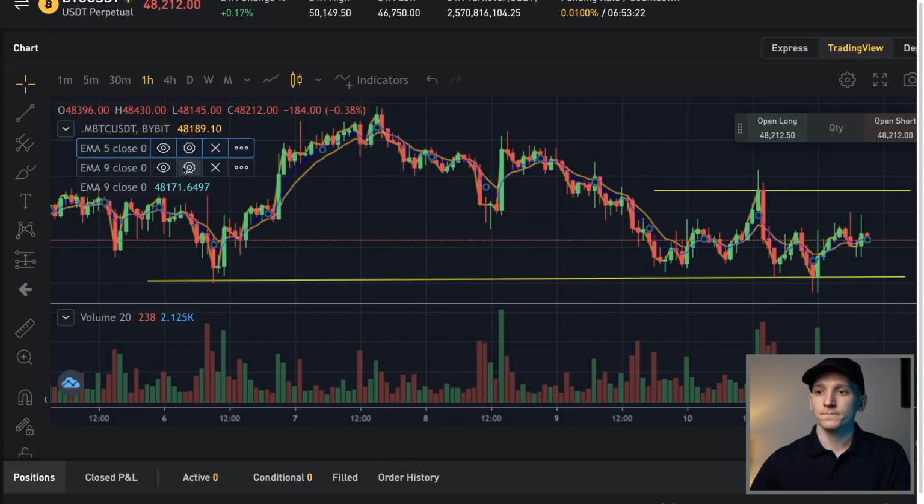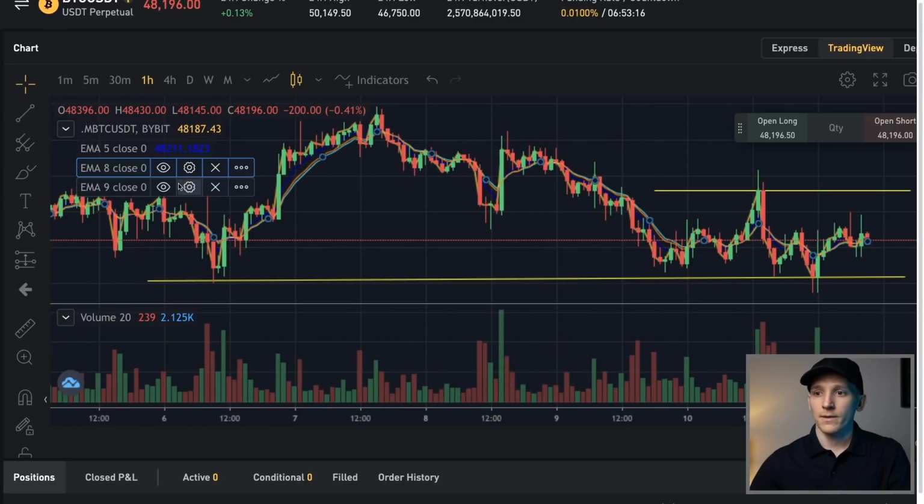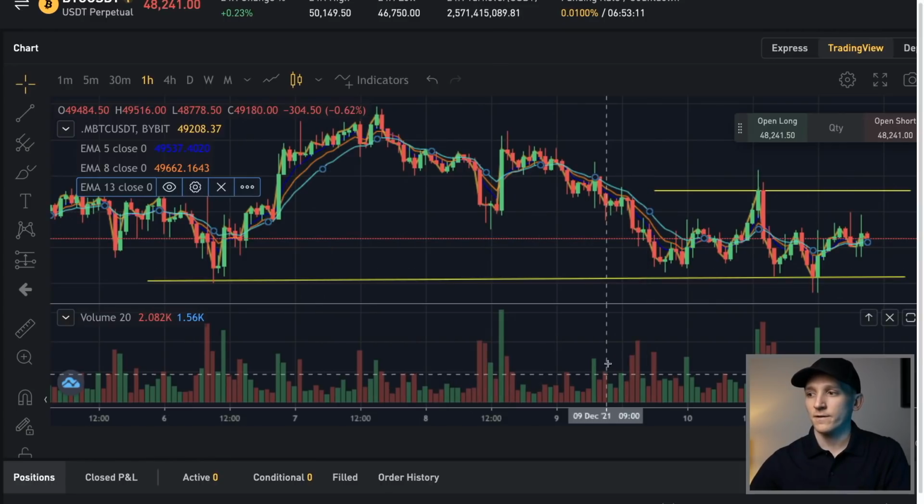And then this one, we're going to change this down to 8. Keep that the same style. And then this one, we've got 13. Okay, so that's the 5, 8, 13 trading strategy.